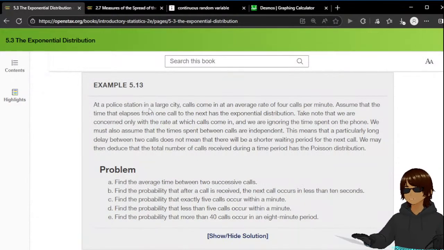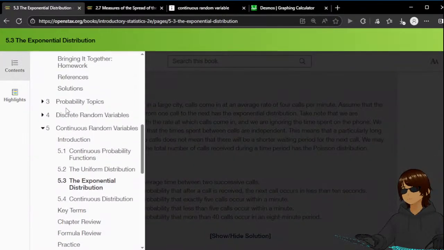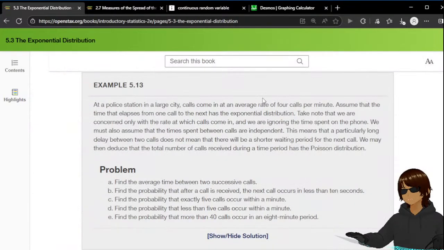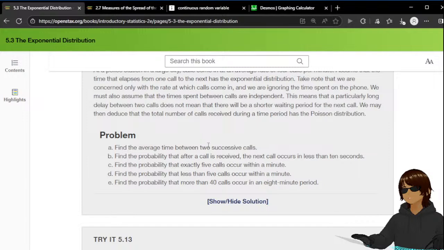At a police station in a large city, calls come in at an average rate of 4 calls per minute. Assume that the time that elapses from one call to the next has the exponential distribution. Take note that we are concerned only with the rate at which the calls come in. We are ignoring the time spent on the phone. We must also assume that the times between calls are independent. This means that a particularly long delay between two calls does not mean there will be a shorter waiting period for the next call. We may then deduce that the total number of calls received during a time period has a Poisson distribution. Find the average time between two successive calls.